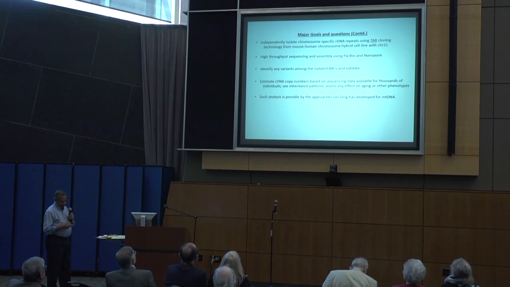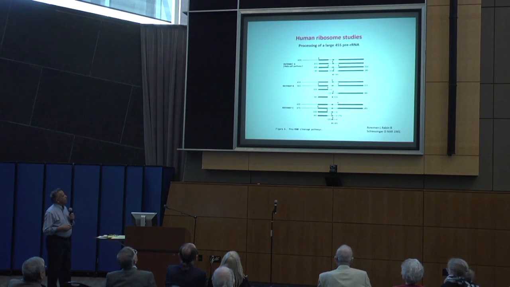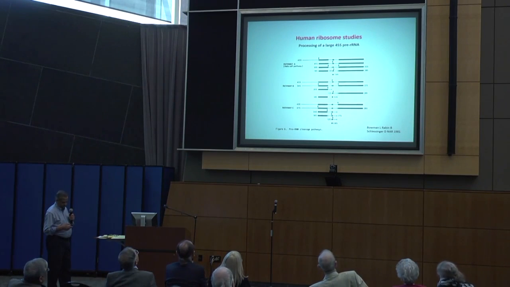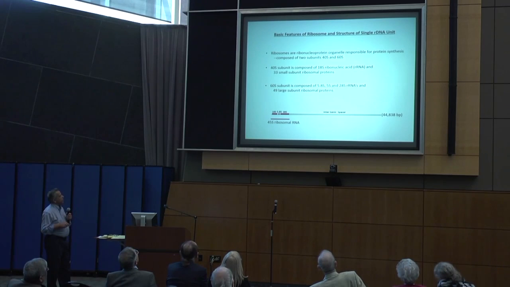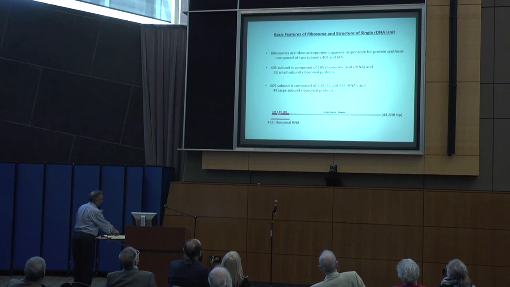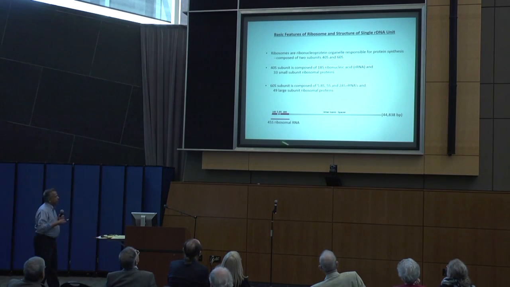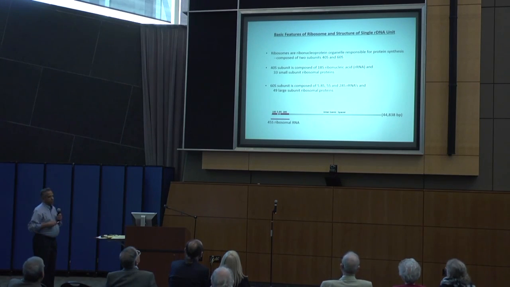A single unit of ribosomal DNA is structured out here. It contains a 45S transcribed unit that continues with the intergenic spacer. This is a single unit, and there are 400 copies in each cell, each human cell.